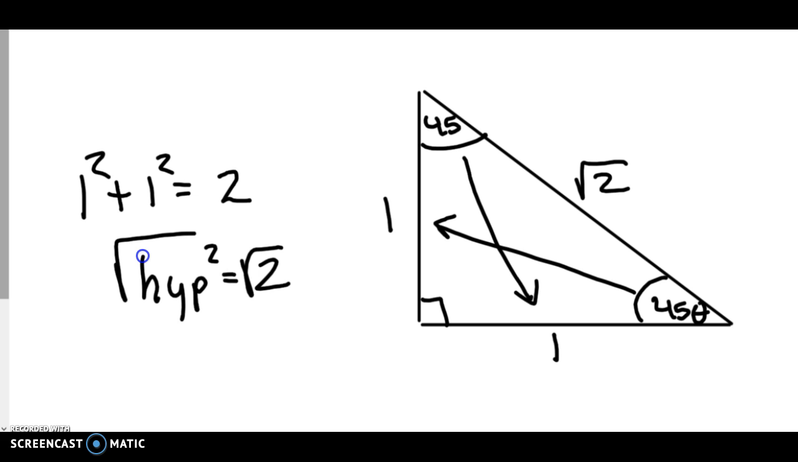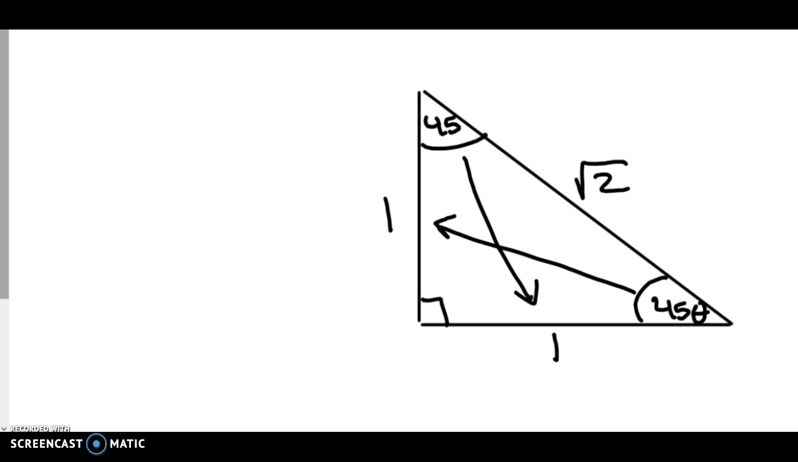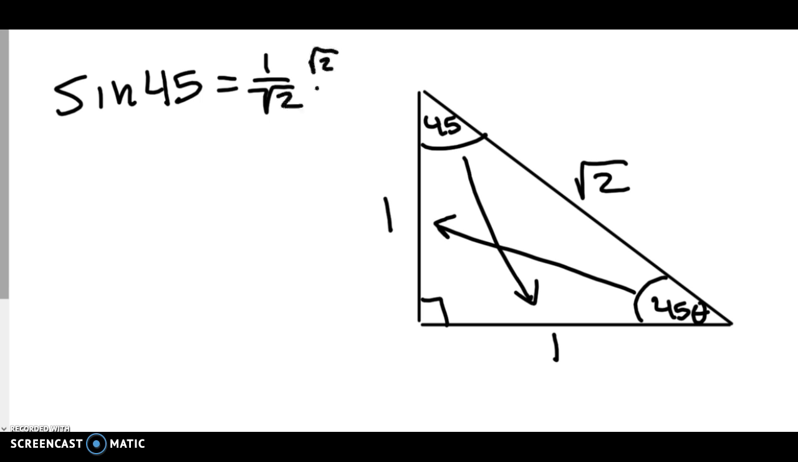Now we can quickly and easily find the 3 trig functions. In example 2, these are the values that are going to come in handy and help us to remember our unit circle. So the sine of 45 is opposite over hypotenuse, 1 over the square root of 2. We cannot have a radical in our denominator, so we multiply top and bottom by the square root of 2, yielding square root of 2 over 2.